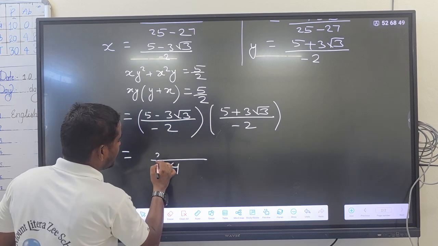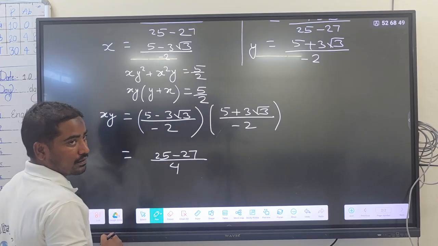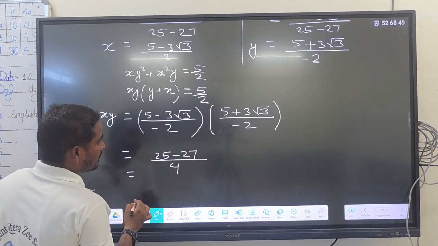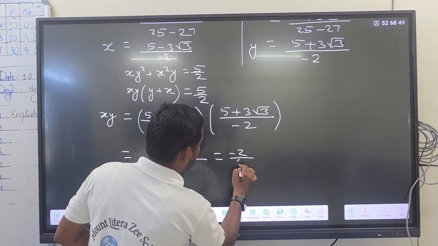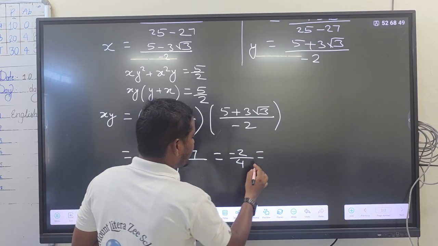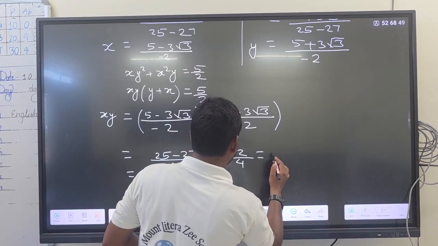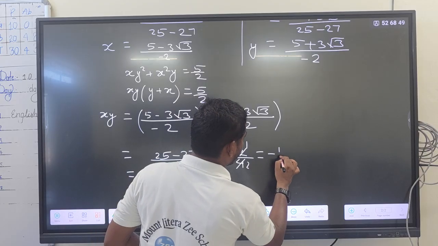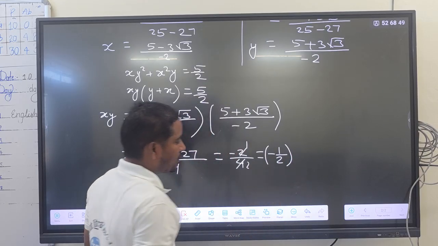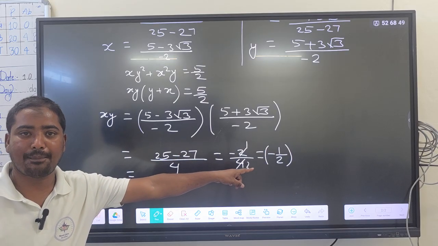So a square minus b square. A square we have already found as 25, minus b square means minus 27. Now when we subtract this, how much will we get? Again we will get minus 2 upon 4. When we simplify this to the lowest term, 2 2s are 4 and 2 1s are 2, we get minus 1 upon 2. So the value of x into y is minus 1 upon 2.